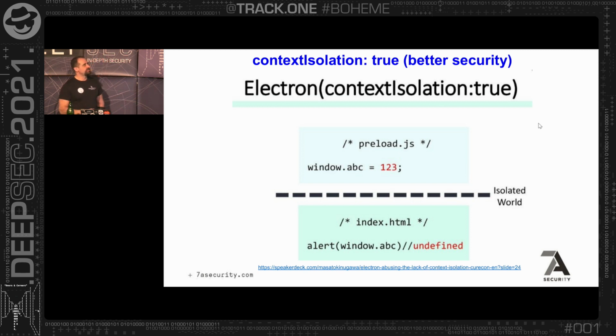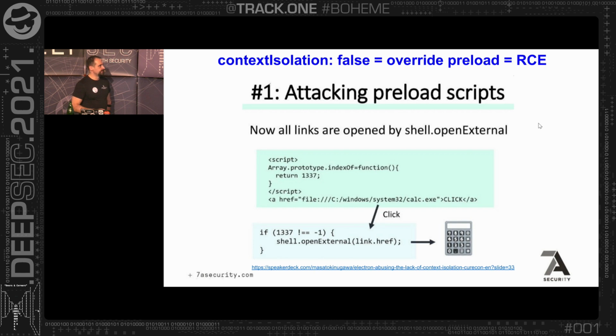Now, if context isolation is true, which provides better security, but is not the default yet in Electron applications, then if you do the same thing, you define here window.abc and it's 1, 2, 3, but then you try to do alert window.abc on the HTML, you will see that this is undefined, right? This is because the JavaScript here is running in a different context than the JavaScript here. And this is good because then there's a lot of attacks that you can no longer execute.